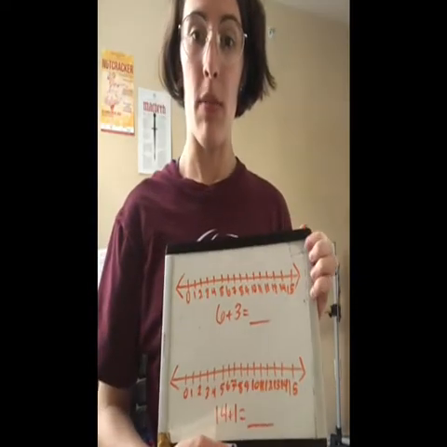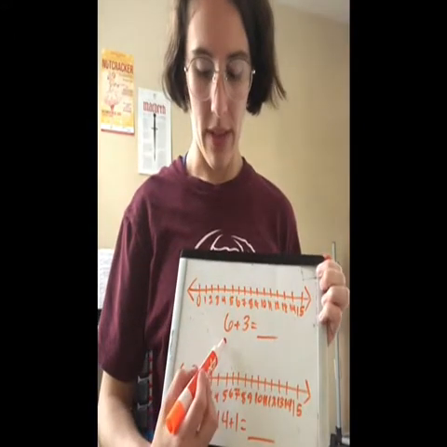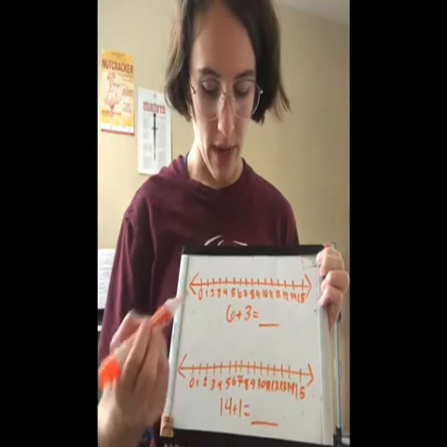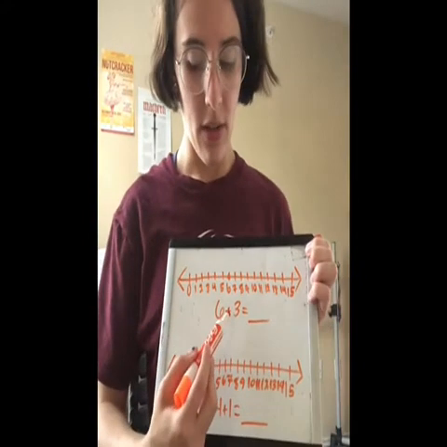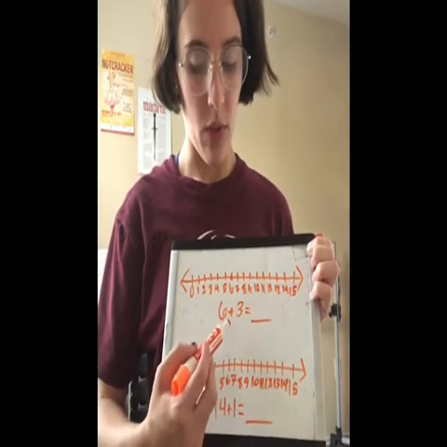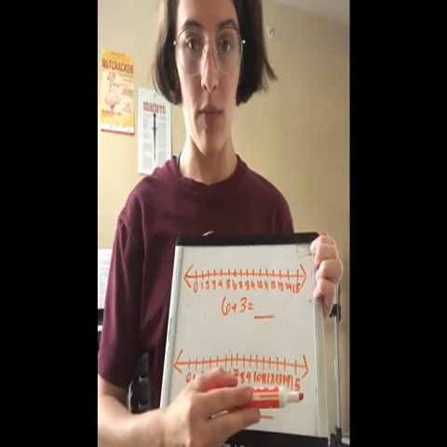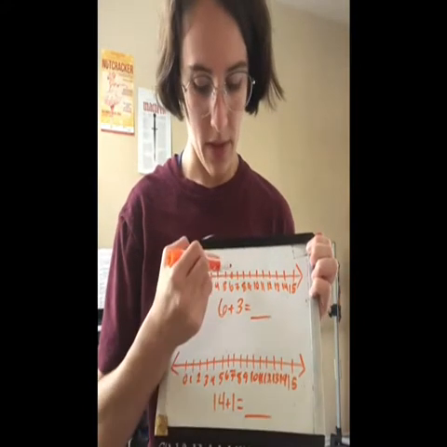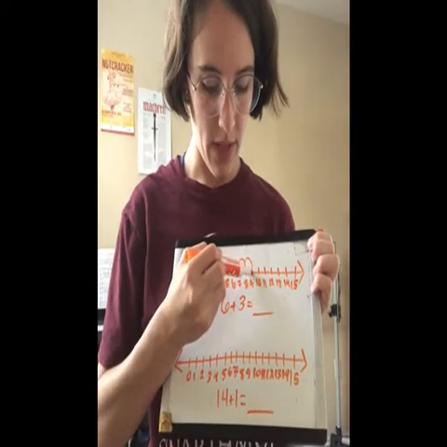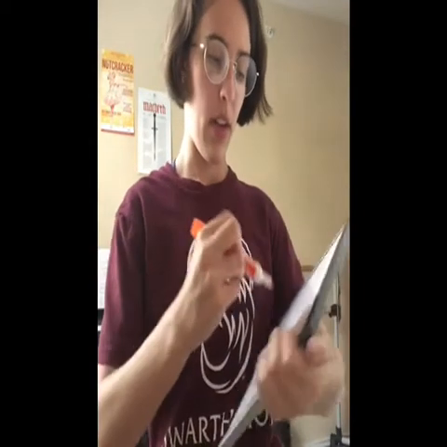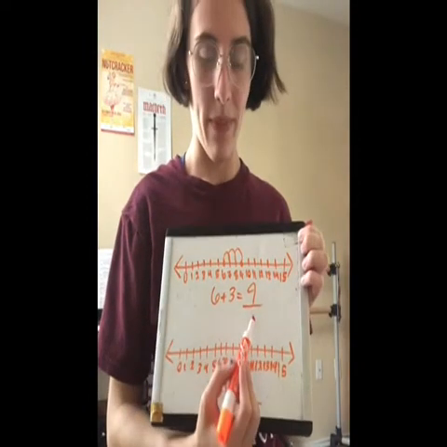Now let's do some example problems that are a little bit bigger. So the first problem. The first number tells us where we start on the number line, so we're going to start at 6. And the second number tells us how many bunny hops we're going to take and in what direction. So we're going to take 3 bunny hops going to the right because 3 is positive. So 1, 2, 3, and we land on 9. So 6 plus 3 equals 9.